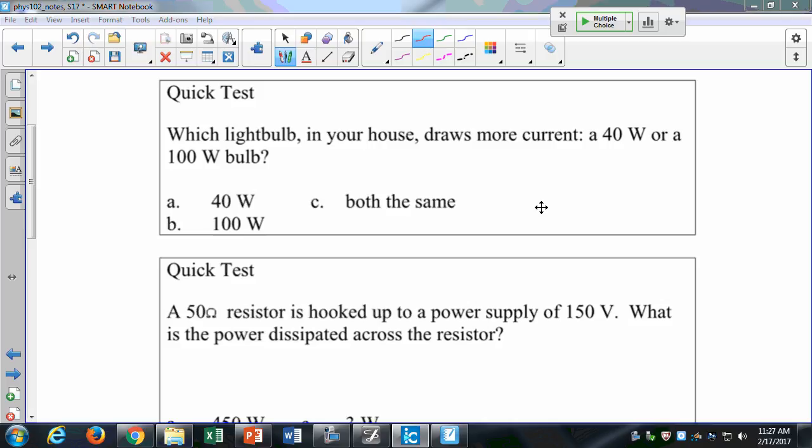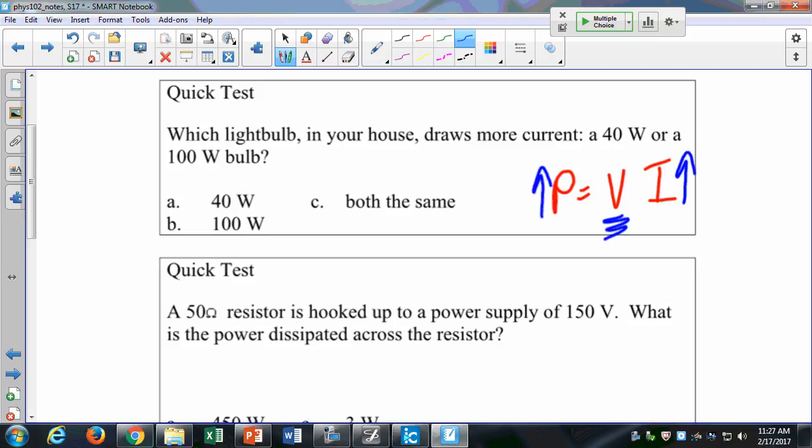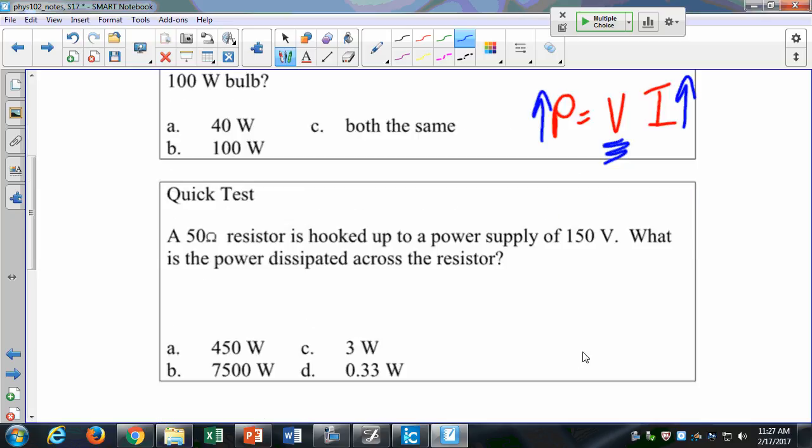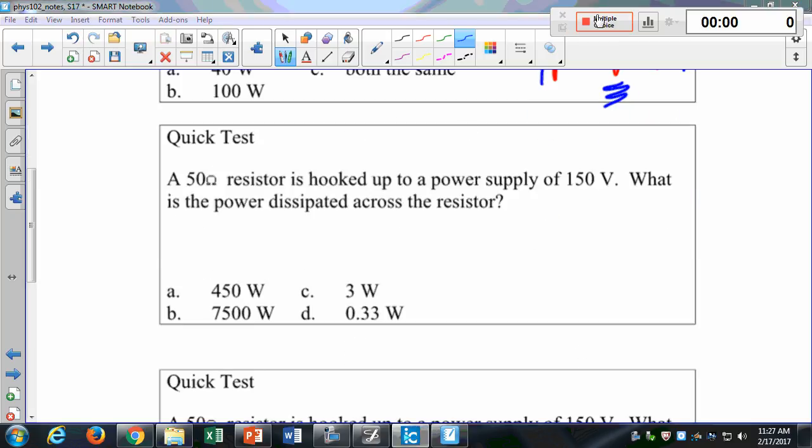But you can think about it too in terms of P equals VI. In your household, V is constant. And so the one with the bigger power has the bigger current. In your household circuit, the voltage is always the same. All right, let's try this one.